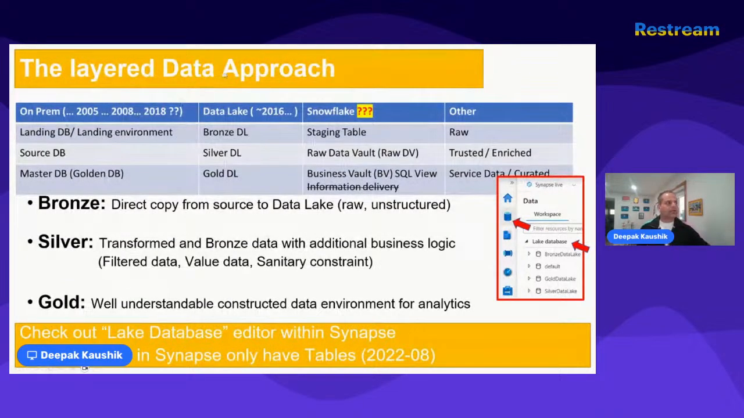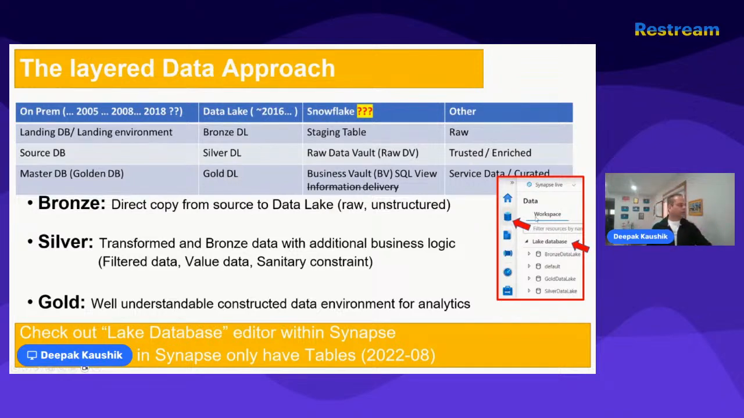So look over the layered data approach. In 2005 or 8 or 18, well, I would say till 16 as well, we had landing data based on source and master. But what changed in data lake? Now it is the bronze data lake, silver data lake, or gold data lake. So basically the landing zone is replaced by bronze. In Snowflake we have staging table, raw, data vault. Others have almost similar nomenclature.